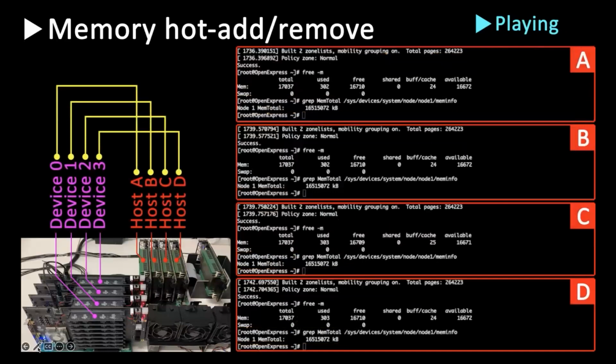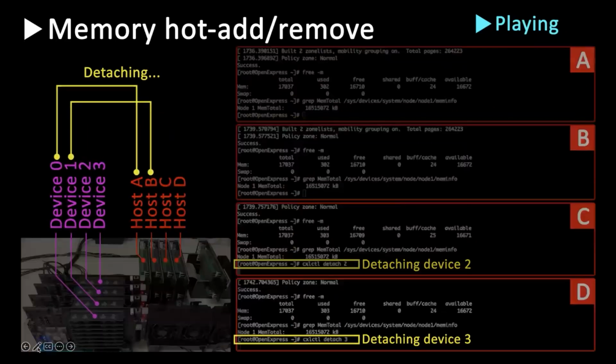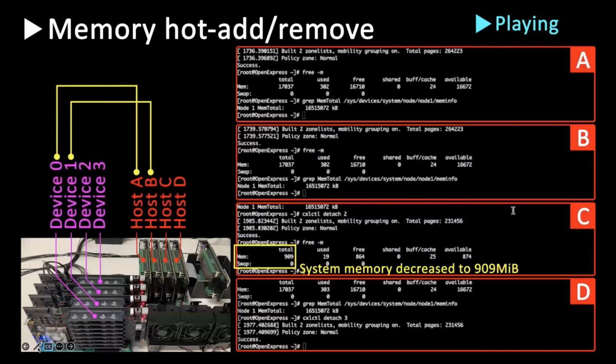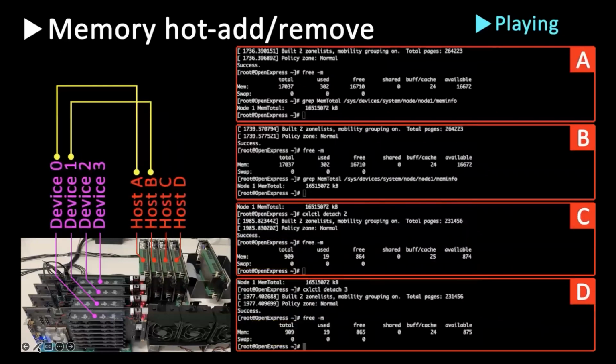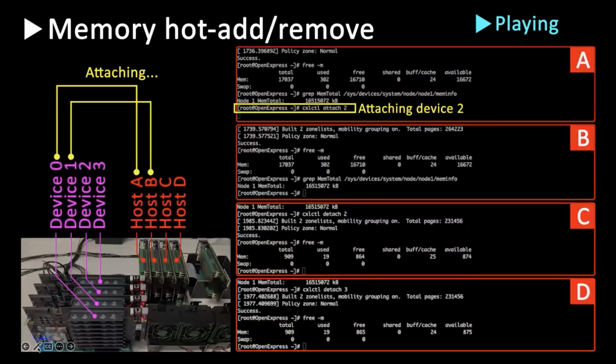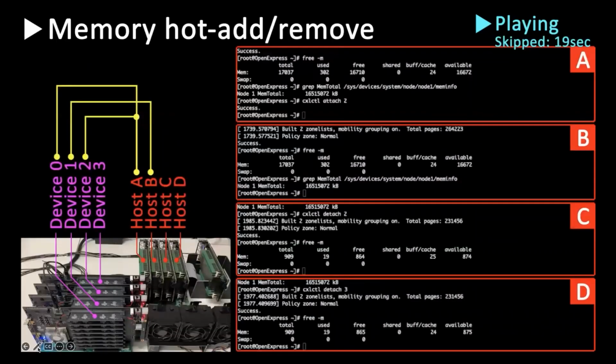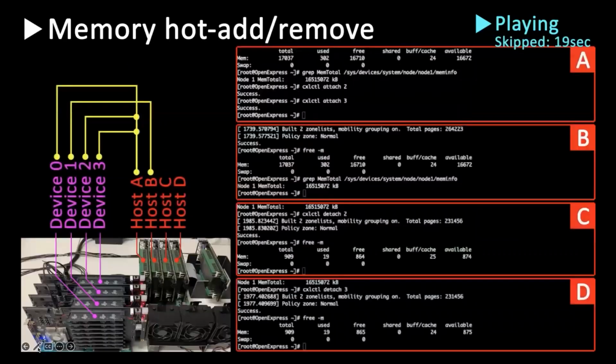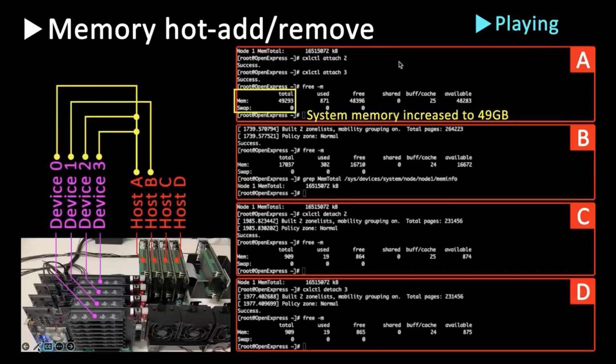Assume that host A requires more memory. I'll detach the memory of hosts C and D and attach them to host A. After detaching, the system memory is decreased to 900 megabytes. After attaching, the system memory is increased to 49 gigabytes, and the 48 gigabytes of remote memory is visible in NUMA node 1.